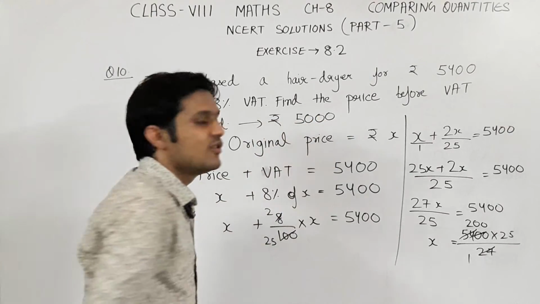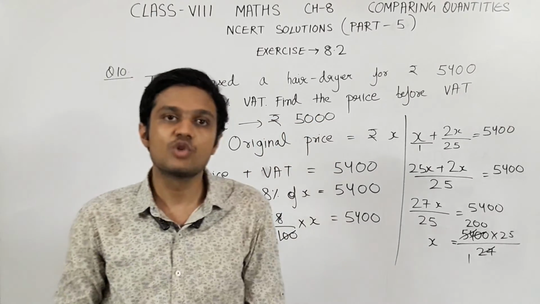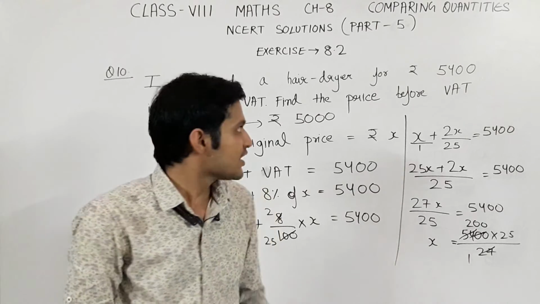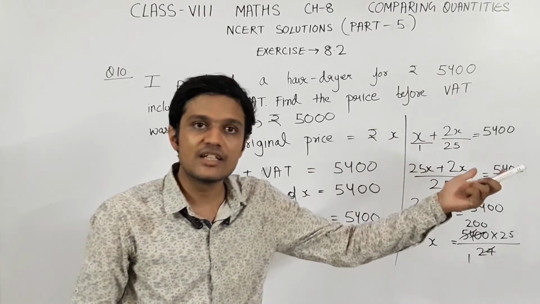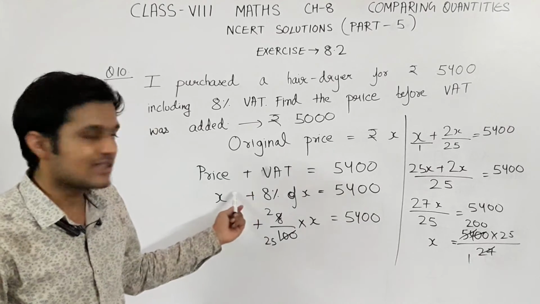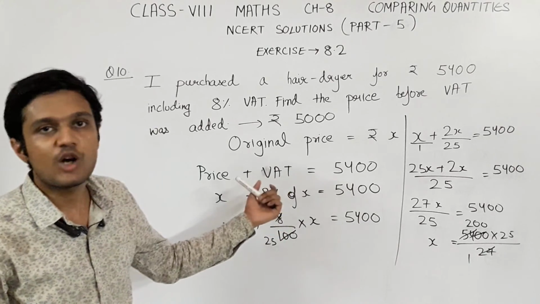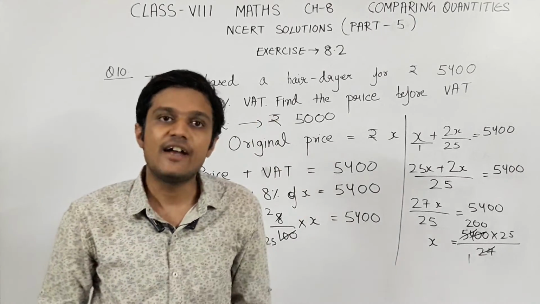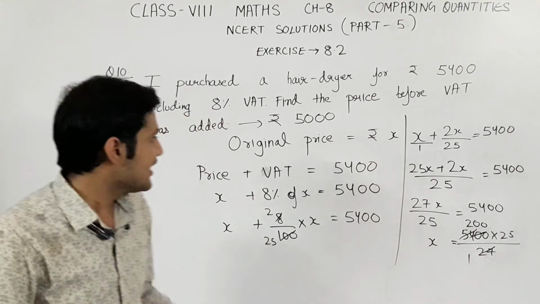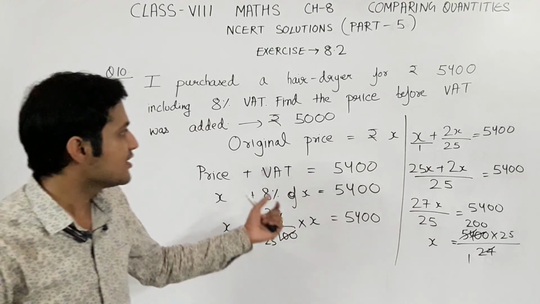So in this way we can solve the question related to discount and VAT. If in this question discount is given in item, then we will subtract the amount of discount from the price. And if VAT and sales tax is there, then we will add the amount of VAT in the price.